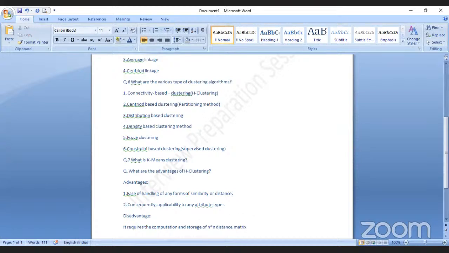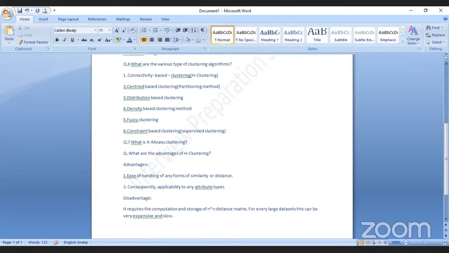So for every large data set, when we are working on large data sets, it will be very expensive. This can be very expensive and slow. So this is the disadvantage for hierarchical clustering.